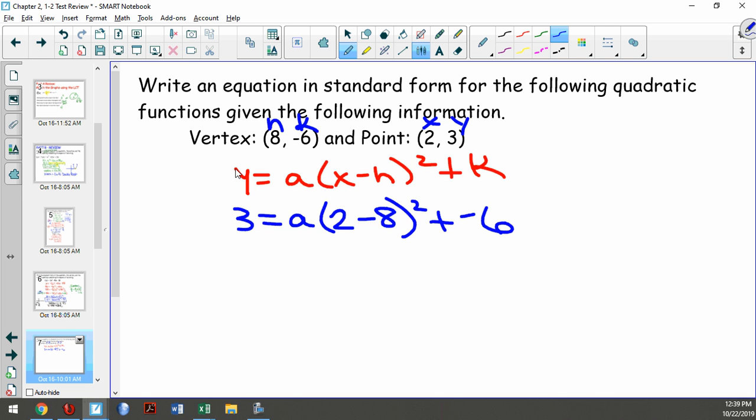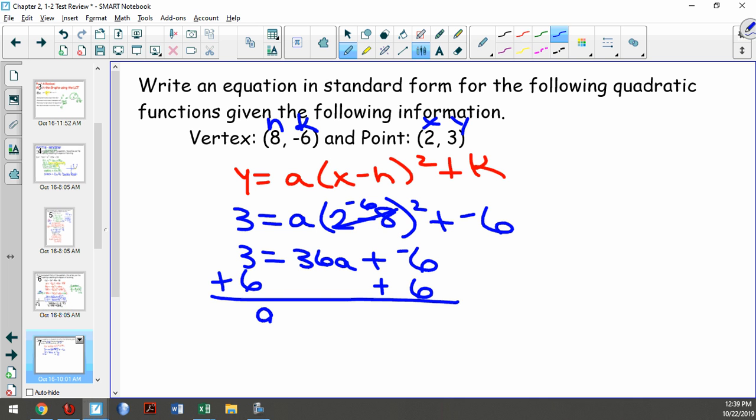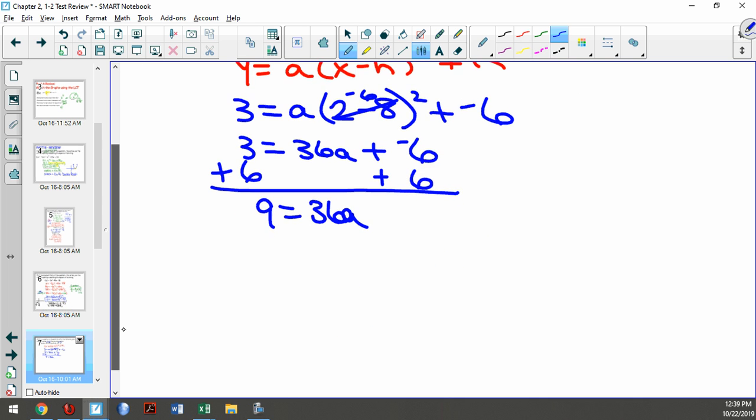Does everybody understand what I just did there? Okay. So this is going to be 3 is equal to a times (2 minus 8, which is -6) squared, is 36a plus -6. What do I do now? Add the 6 over. 9 is equal to 36a. Divide by 36. 9 over 36 reduced down to what? 1/4 is equal to A.